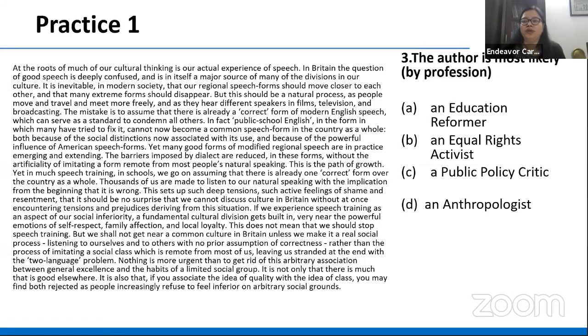Activism happens when you are addressing the government, when you're asking for some change, some political action. Is there a language? Not here. A public policy critic looks like it, but slightly broad now. Can I just talk about public policy here? It's specific to how we teach our people language. Anthropologist is way away, right? So we will narrow down between C and A. We will narrow down to an education reformer because we're talking of something that is done in the educational field and some change that is suggested, correct? So A is our answer here.